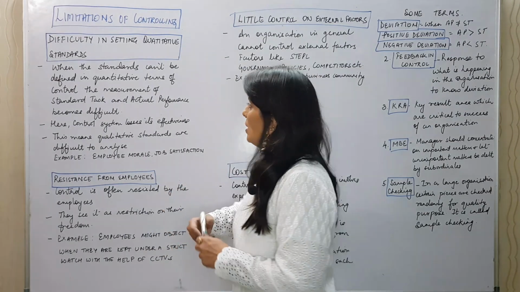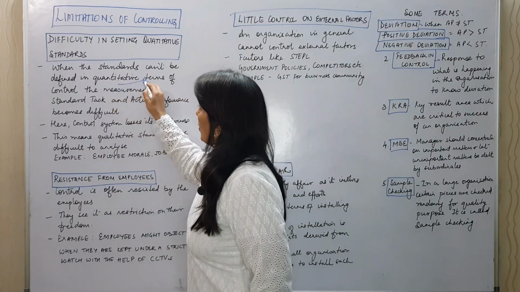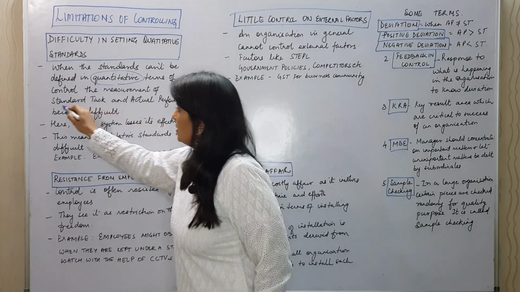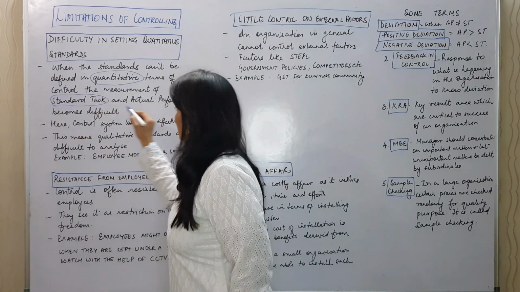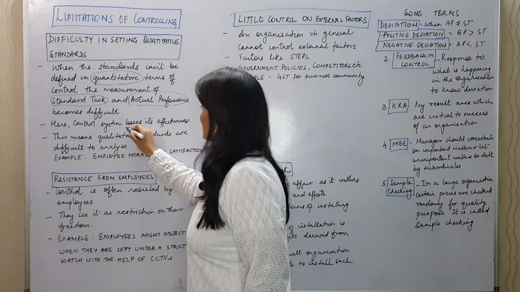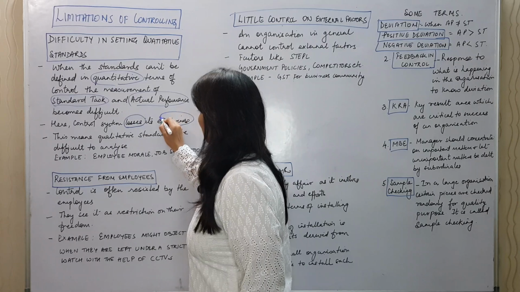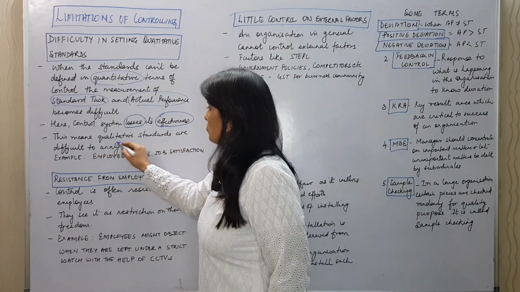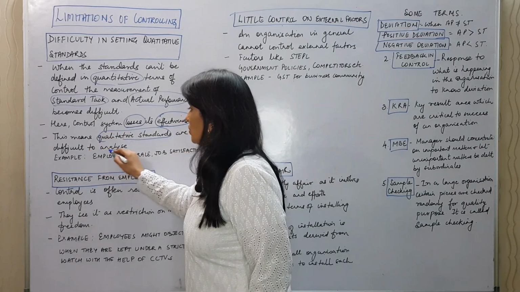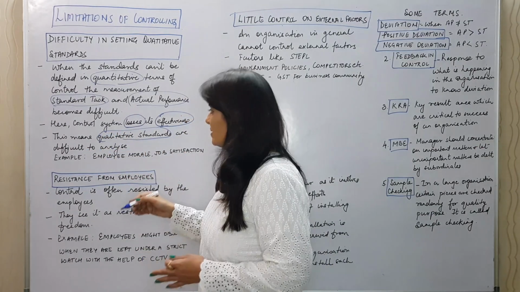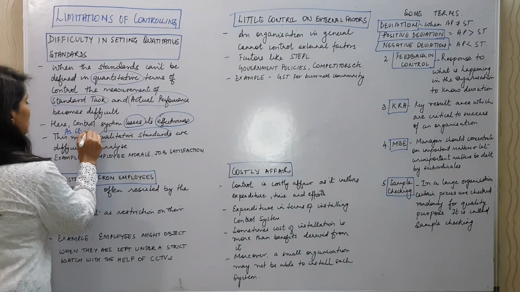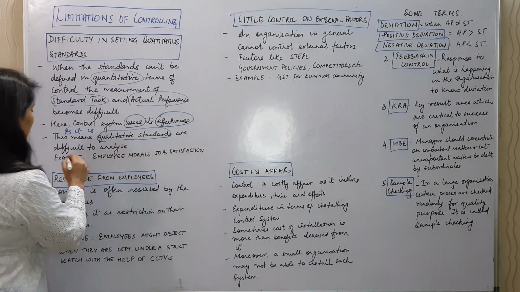So let's read through. When standards cannot be defined in quantitative terms of control, the measurement of standard task and actual performance becomes difficult. Yes, you cannot measure standard task and actual performance. It will be difficult to measure. Here the control system loses its effectiveness, so it will become useless, it will not be effective. This means qualitative standards are difficult to analyze as it is. What does it mean? As it is, qualitative standards are difficult to analyze.